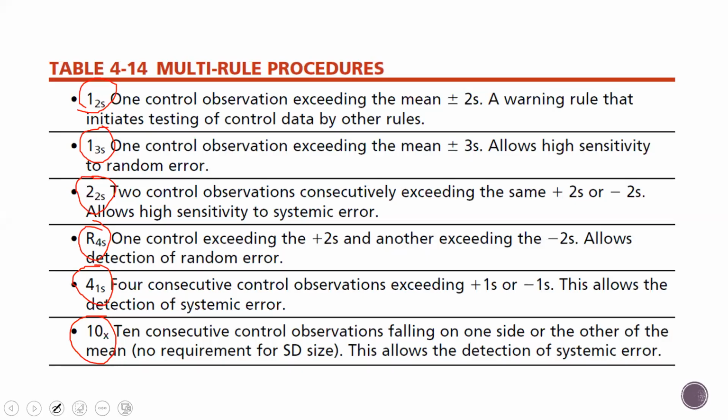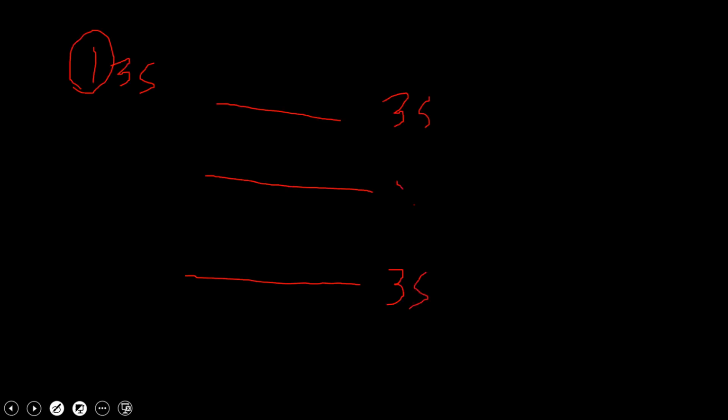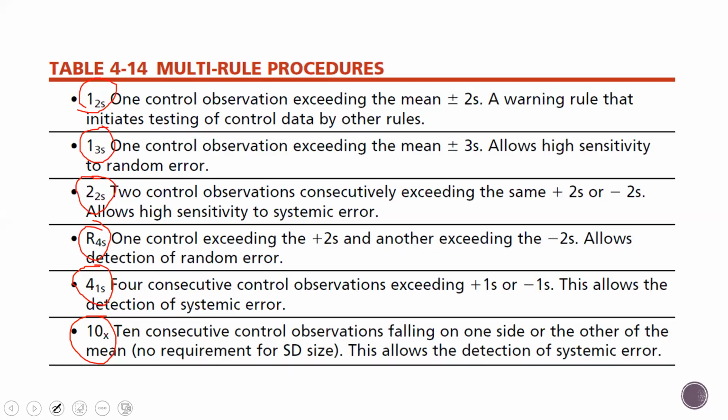So let's look at 1-3S. 1-3S. So 1 control value exceeds 3SD. So for example, this is your 3SD. This is your 3SD. This is your mean. Nandito na sila. Remember the outlier? Sila yan. Next, we have 2-2S.